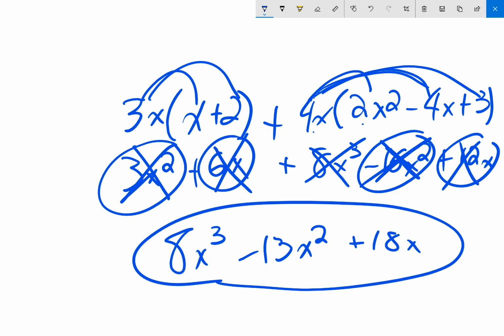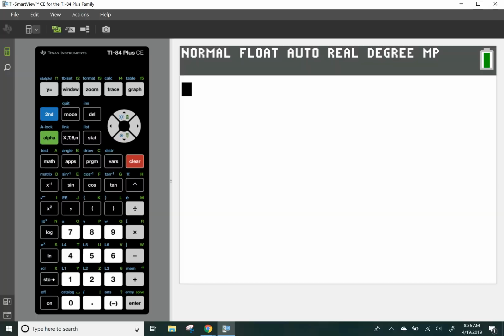Okay, what else we got? Number 8 is very similar, so I'll let you do number 8. Number 9 we're going to skip for now. Let's look at number 10. Number 10 is a good one. Number 10 we're going to get our calculator out for.